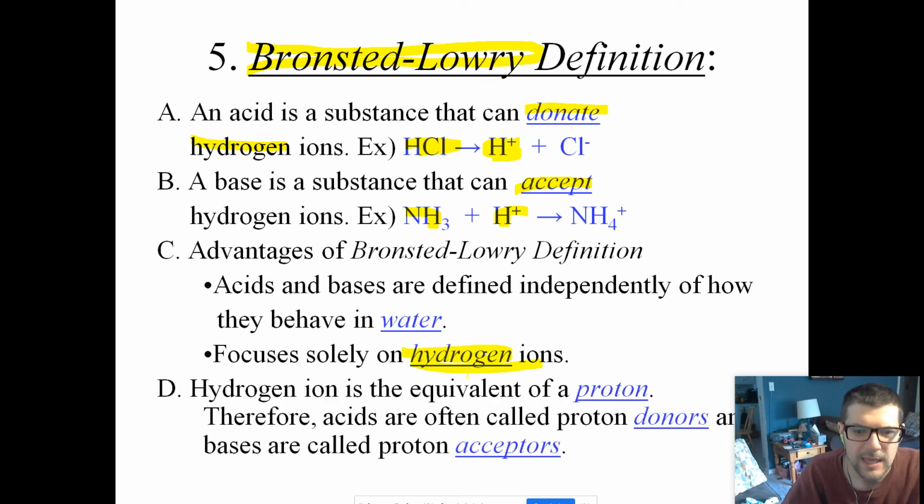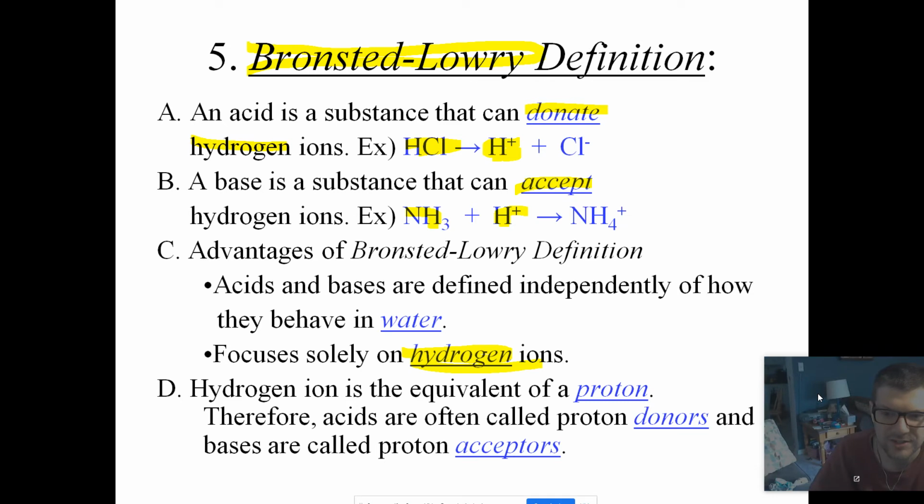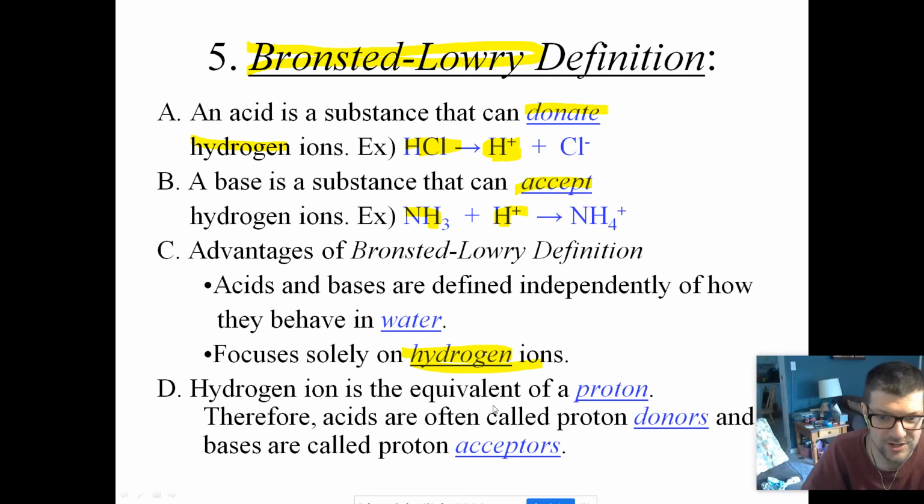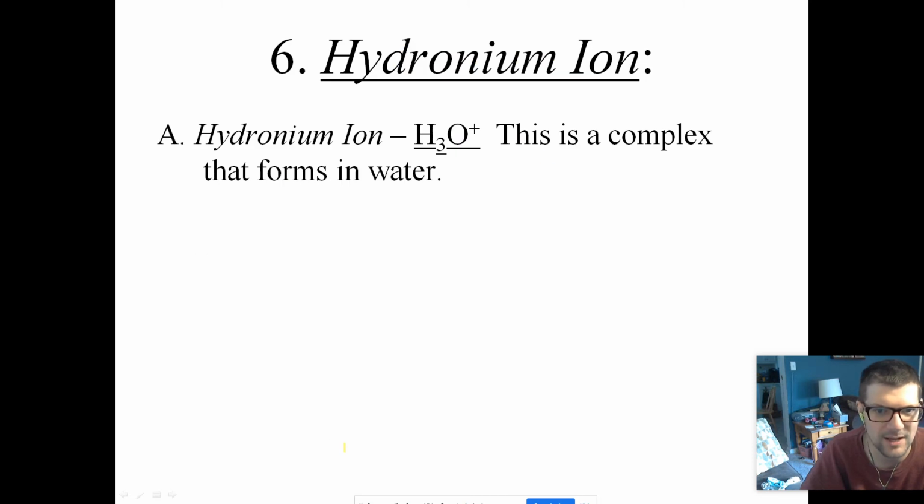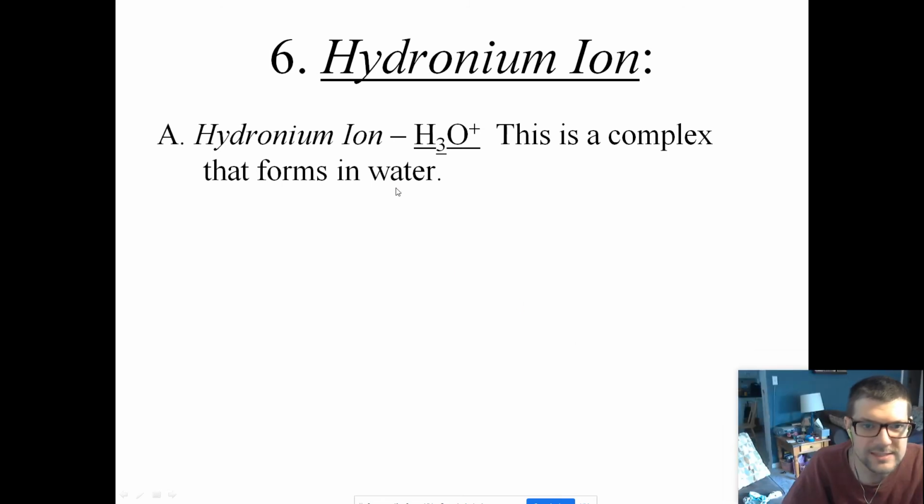Okay, and something to consider here: I'm using the term hydrogen ion, but really that's just the equivalent of a proton. So acids are often referred to as proton donors and bases as proton acceptors. So really what we're looking at is substances that can move around just a single proton, that positive charge.